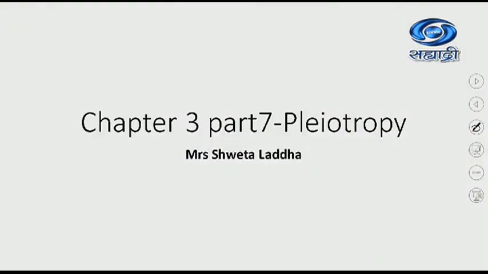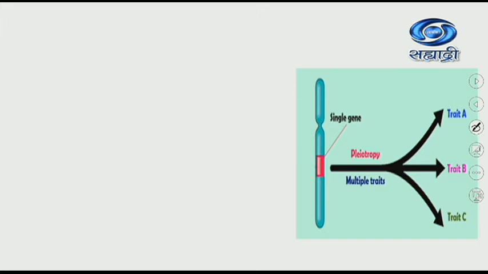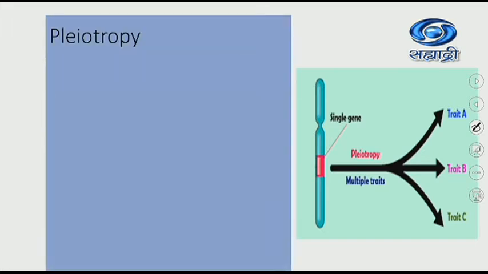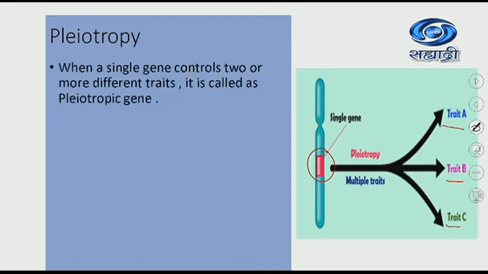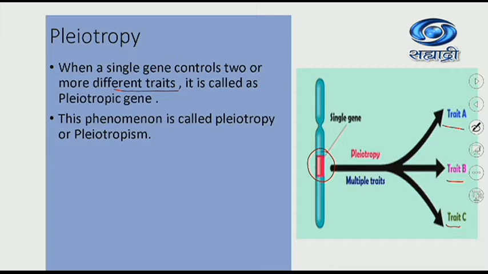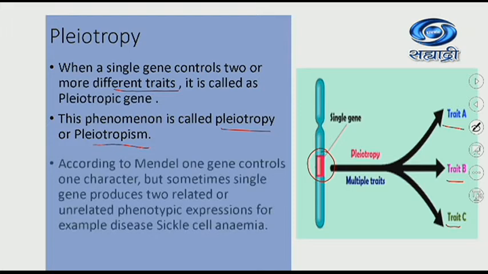So students, let us revise the introduction of pleiotropy. In pleiotropy, you'll see that there is a single gene which is affecting many traits. Here in this case, trait A, trait B, and trait C. It is exactly opposite to multiple allelism. In multiple allelism, we had seen it in blood group, human blood group, ABO system. Many alleles affected one trait. Now, when a single gene controls 2 or more different traits, it is called a pleiotropic gene. Very important. This phenomenon is called pleiotropy, or it is termed pleiotropism.